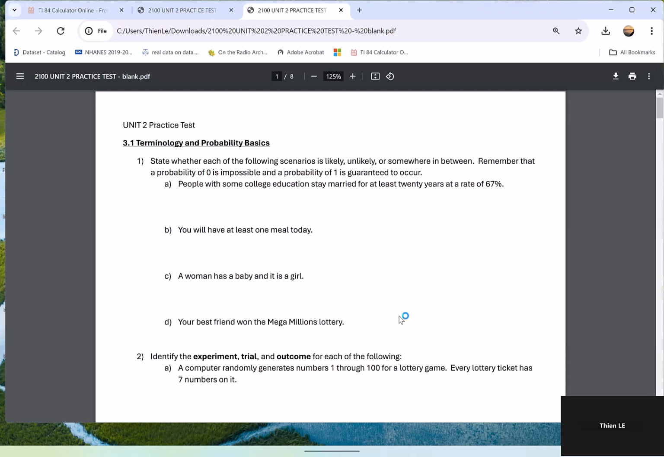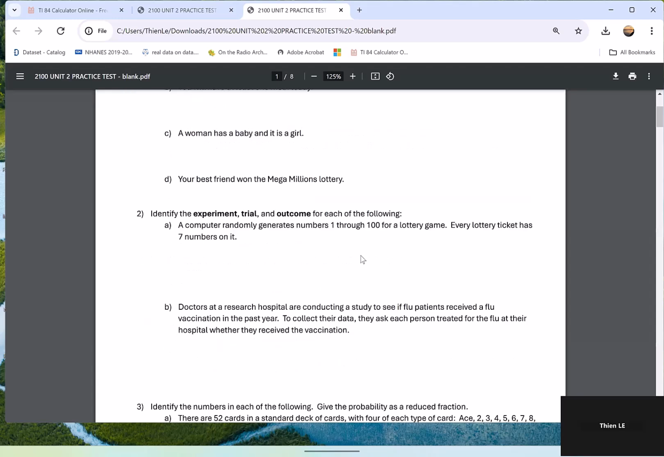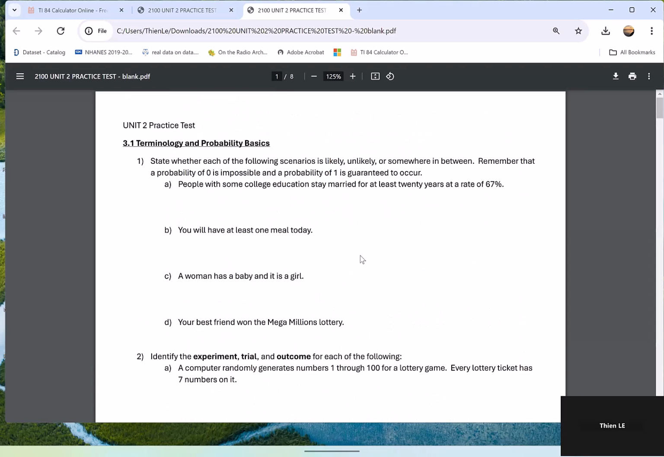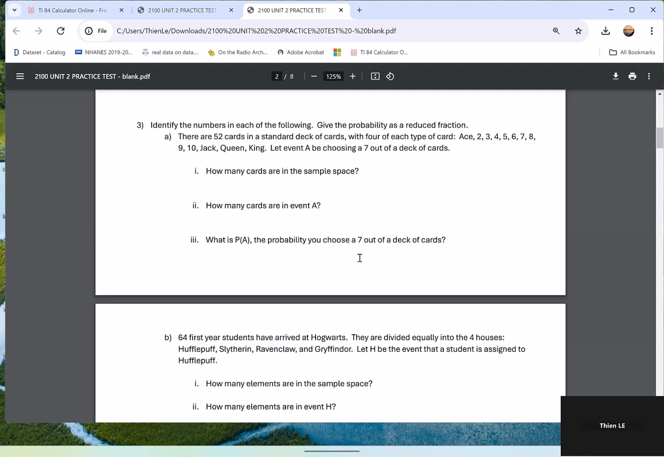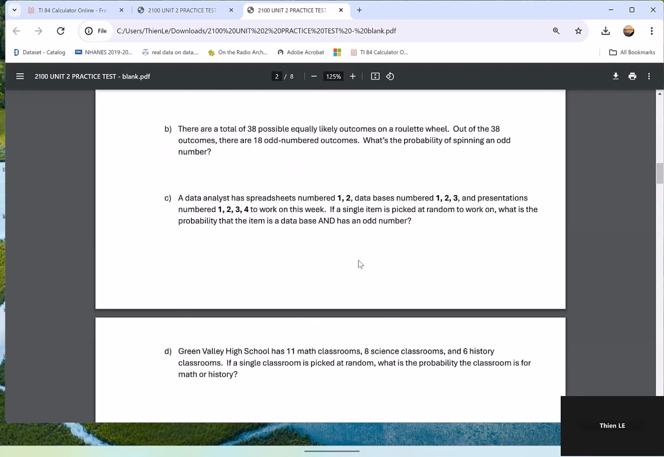So, okay, in unit 2 here, we will have the test that covers chapter 3 about probability rules, and chapter 4, which is where we start talking about discrete distributions. In the practice test set here, we have about 21 problems that cover all the topics we discussed in chapters 3 and 4.